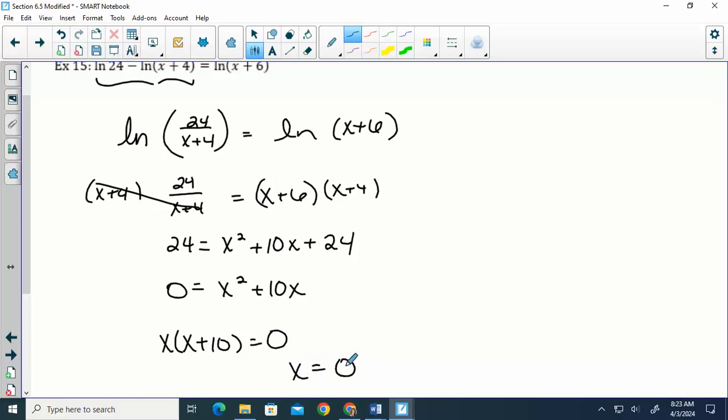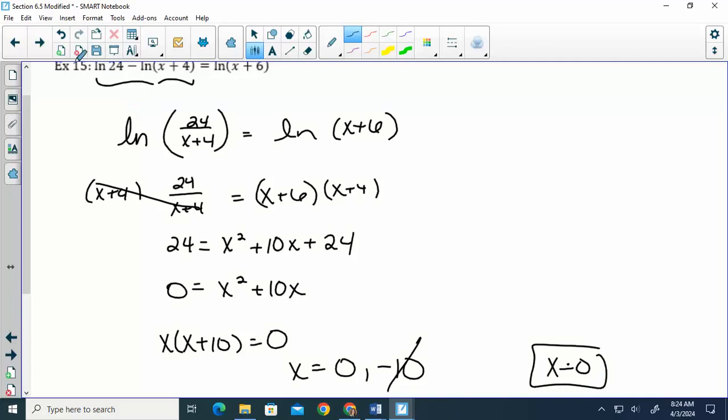Get x to equal 0 and negative 10. Checking. Is 0 plus 4 positive? 0 plus 6 positive? So that's fine. Is negative 10 plus 4 positive? So negative 10 doesn't work, and 0 is our only answer.